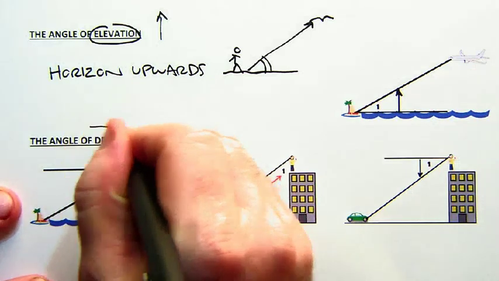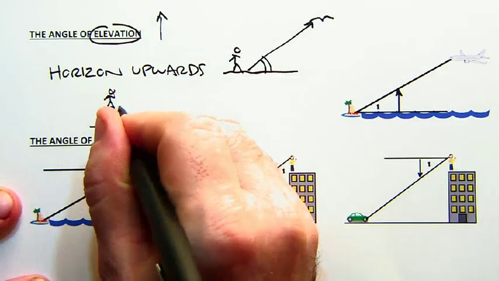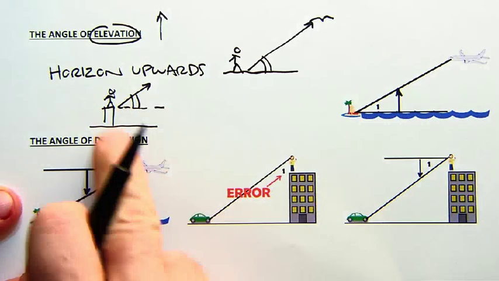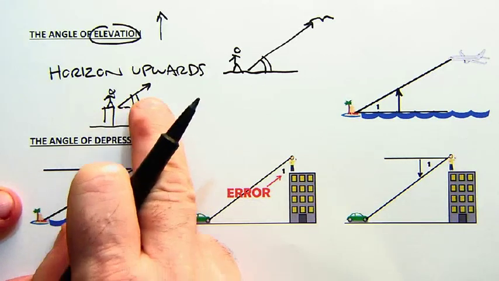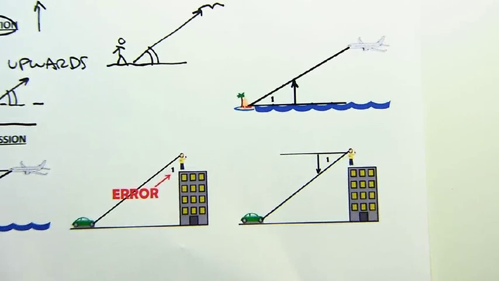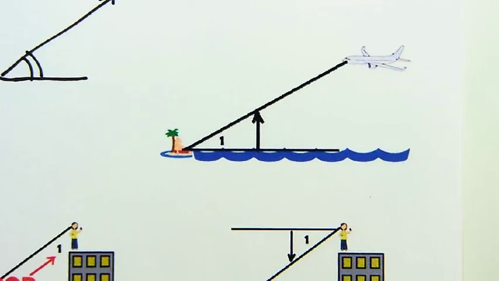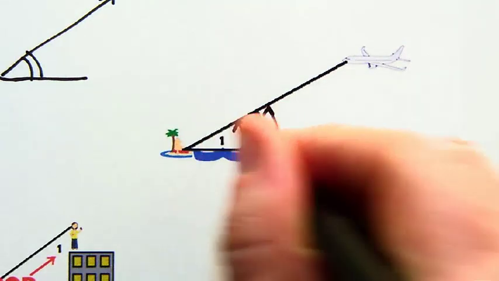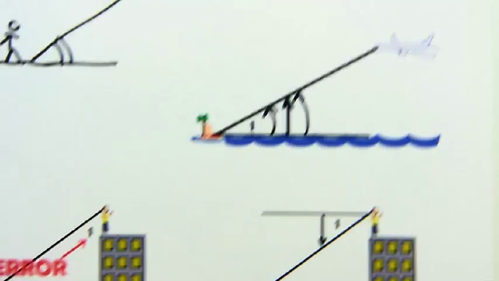It would also be true that if you're on top of something, now watch this, this is a little bit different. The angle of elevation would be from your horizon up here. Notice this isn't down at ground level, the person's not at ground level, so it's their horizon up. In this case, we're looking at a plane from the island. That little guy sitting down there on the island is looking up at that plane at an angle of elevation. This is the angle of elevation, looking upward from the horizon to the plane.